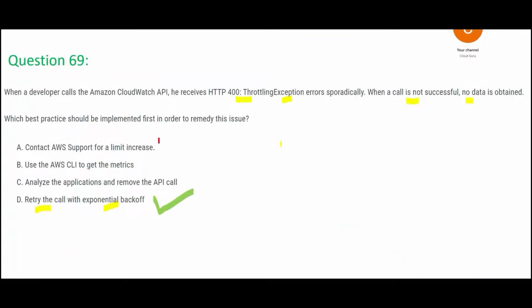See, this is wrong because we are not going to contact the support to increase the limit. This is not a problem with any sort of limits, okay? And then B says you use CLI to get the metrics. So there are multiple ways to get the metrics. You can do it GUI based, CLI based, API based.